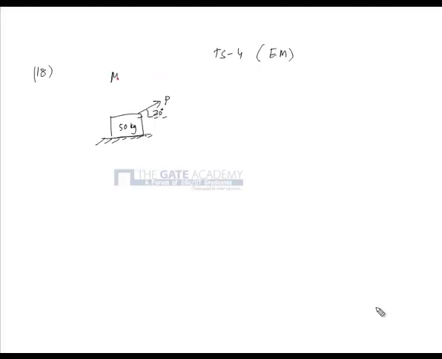Now the static friction coefficient μs is given, and the kinetic friction coefficient μk is given, and the force P is equal to 150 newtons. What is asked is the magnitude of the friction force acting on the block. For this, let me draw the free body diagram.